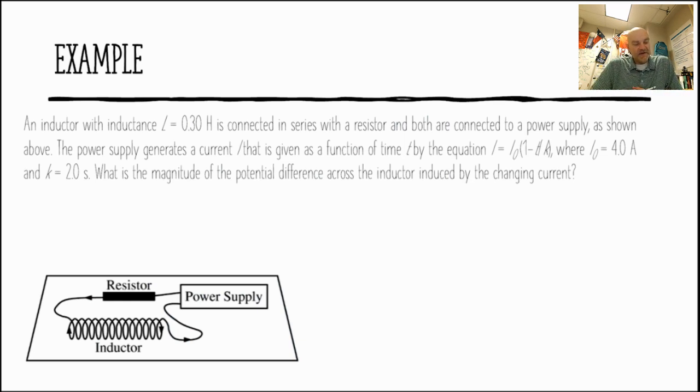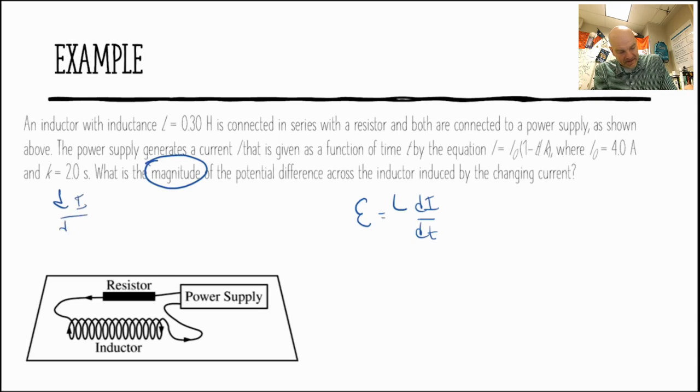We have an inductor with an inductance of 0.30 henries connected in series with a resistor, and both are connected to a power supply as shown. The power supply generates a current I as a function of time t by the equation I equals I0 times (1 minus t over k), where I0 is 4 and k is 2. What is the magnitude of the potential difference across the inductor induced by a changing current? It's going to be EMF equals L di dt. We don't have to worry about the negative sign because it asks for the magnitude, but we need to figure out di dt.